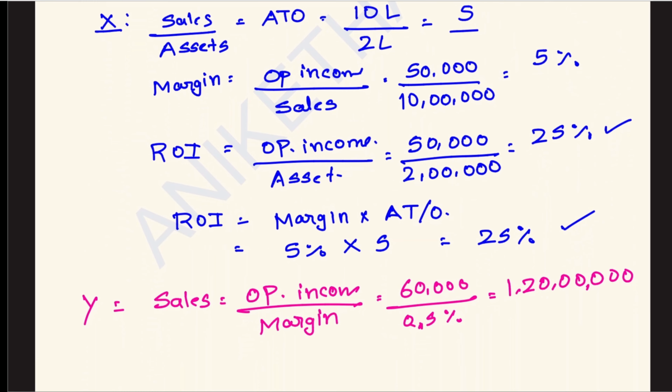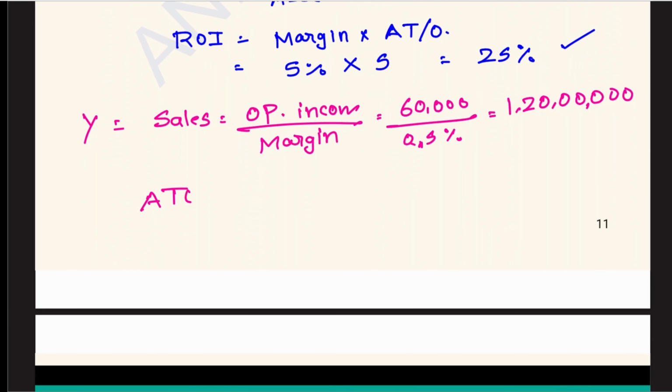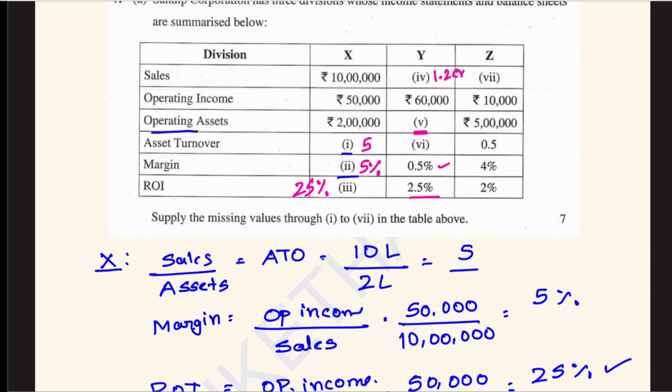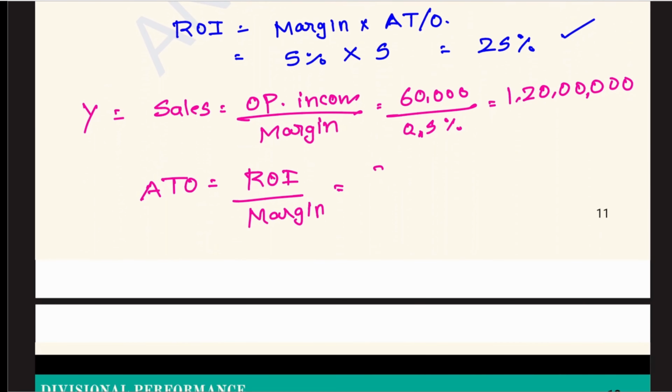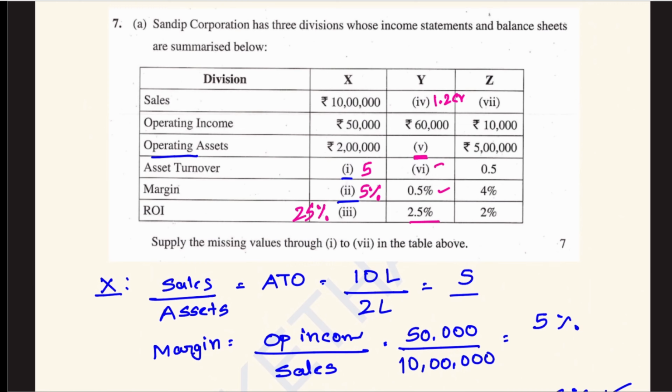So asset turnover is equal to ROI divided by margin. What is my ROI here? 2.5%. Margin is 0.5%. So 2.5% divided by 0.5%, I will get 500. So this is also in percentage, or I can write it as 5, means 5 times. So I have got my asset turnover, which is 5.